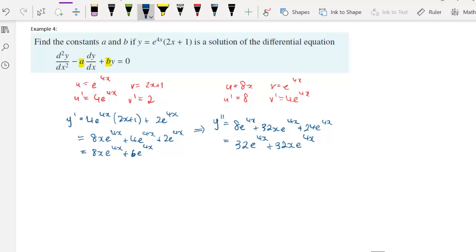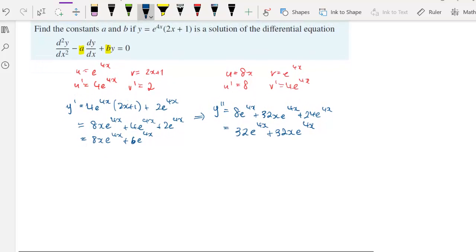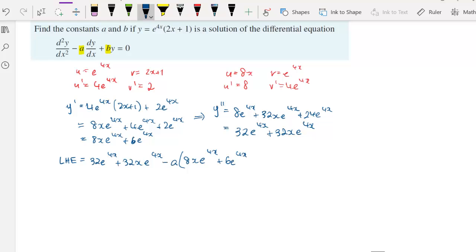Okay, so now we have to actually put this in. We've got our second derivative, which is our left-hand equation, which is 32e to the 4x plus 32x e to the 4x. Subtract a multiplied by dy dx, which is 8x e to the 4x plus 6e to the 4x, plus b times the original, so that's b e to the 4x, 2x plus 1.